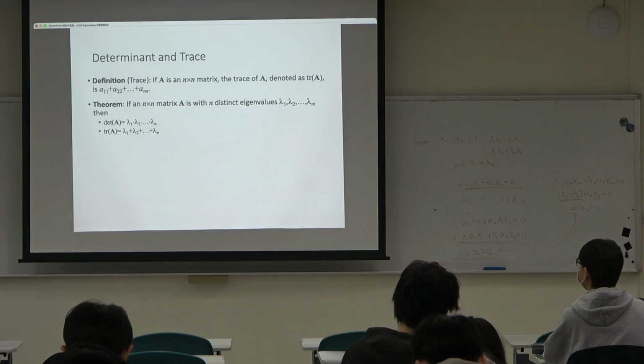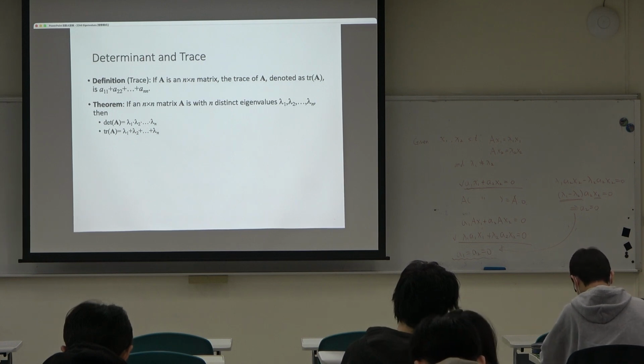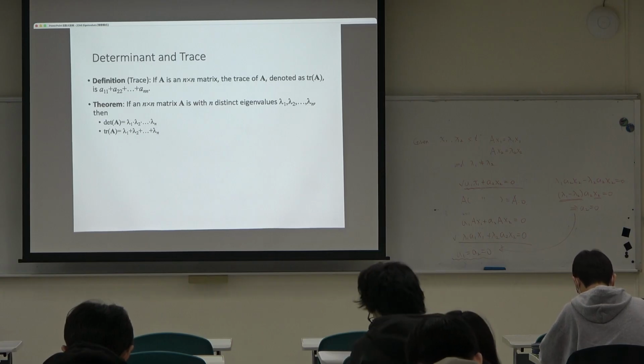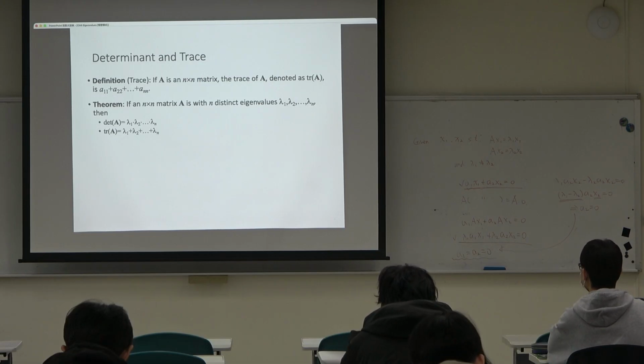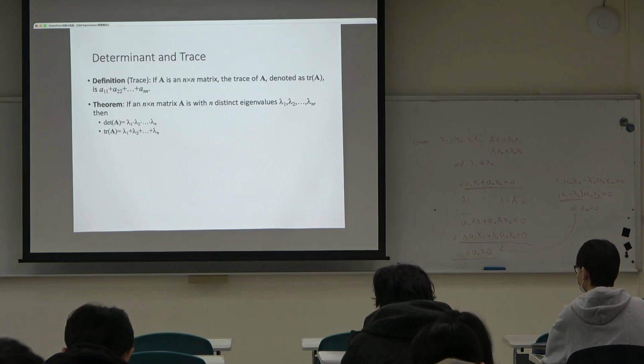If A is an n by n matrix, the trace of A, denoted as tr(A), is a11 plus a22 plus ... plus ann. First, we define that. Basically, the trace of a matrix is the sum of the diagonal elements. That's the definition of trace. Once we have this definition, the second theorem is very interesting.